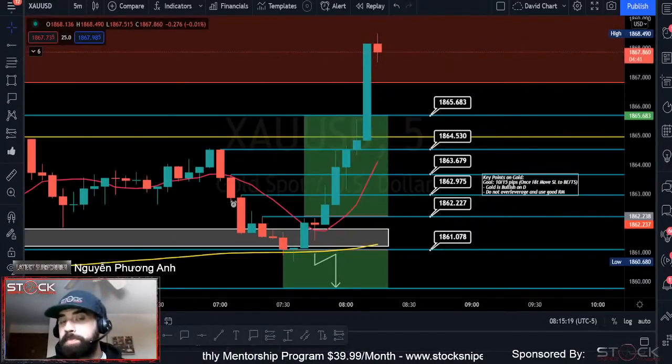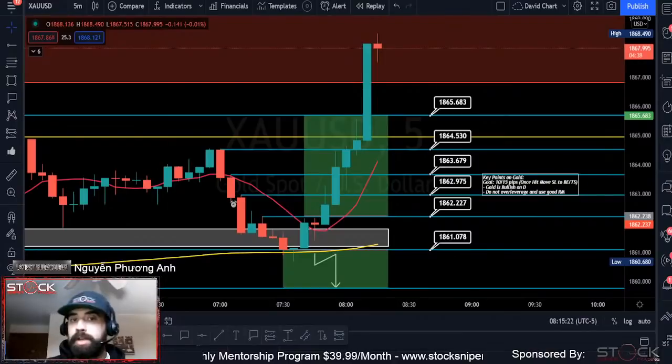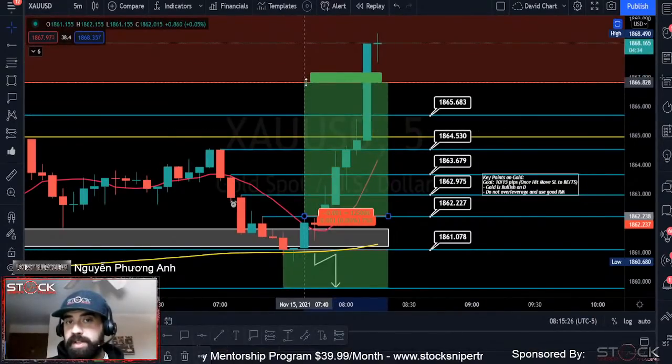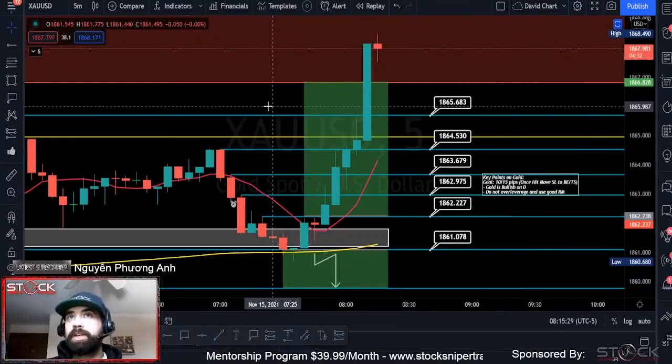Okay, guys, now you've got to expect some kind of retracement on gold. This thing is a parabolic move. You can see the sellers are heavily involved in there.